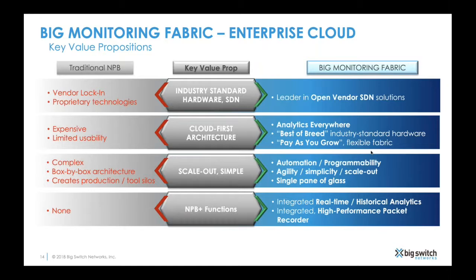I've touched upon the key value props for our cloud-first architecture for Big Monitoring Fabric, and this just summarizes it. We use industry standard hardware coupled with our SDN technology. We have an analytics everywhere approach. As you can see, anything that came into the Big Monitoring Fabric could be sent to an analytics. You have complete visibility, either using sFlow or NetFlow or packet metadata. We have an approach that scales out tremendously, but at the same time doesn't make it more complex as you scale out. It keeps it simple.